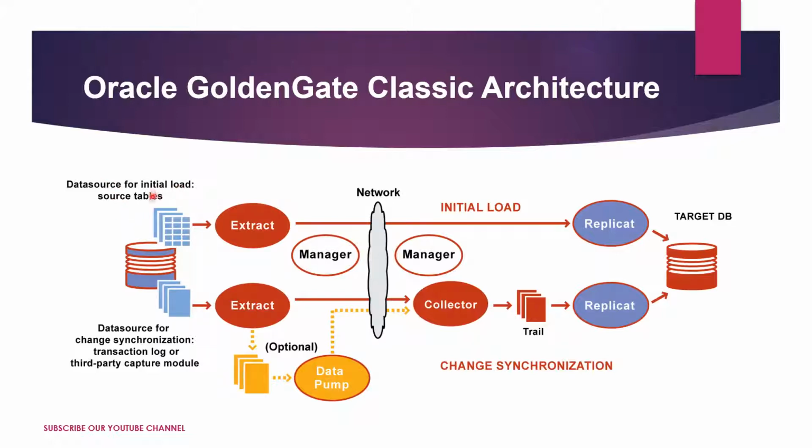Basically, this entire architecture is divided into two different parts. One is called the initial load. At the top you can see it is just a one-to-one mapping between the extract and the replicat, happening through the network. That comes under the initial load.